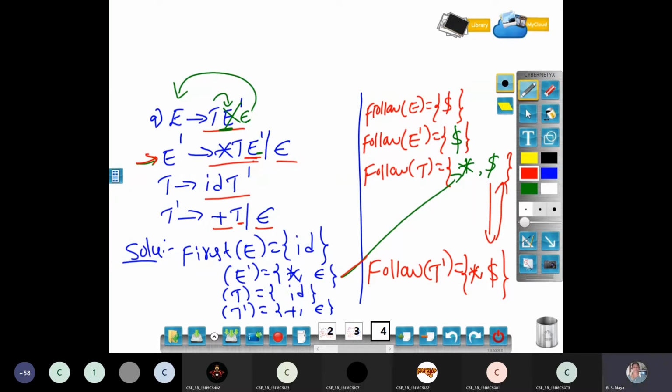Ma'am, in the follow of T, after you took the first of E dash, after that, after the epsilon part, can you explain that again? Like star, and after that we should not consider epsilon. After that, what should we do? Yeah, I will do it. One second.